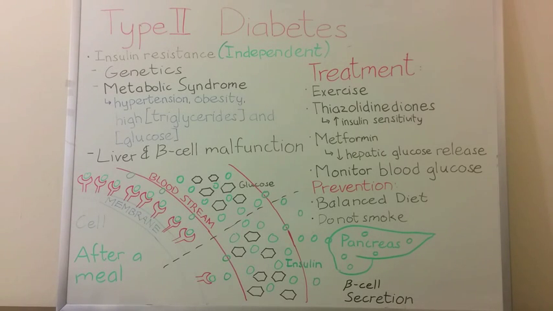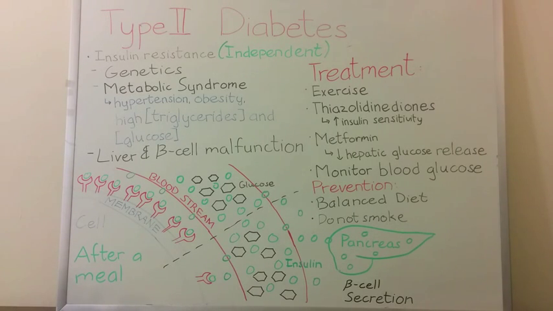There is also metformin, which reduces hepatic glucose release. For example, it decreases the amount of glycogen breakdown by the liver and secretion into the bloodstream. Another effective treatment would be to monitor blood glucose, as this tells you the concentration of glucose in your blood, and therefore you may adjust your diet as needed or with your dietitian.